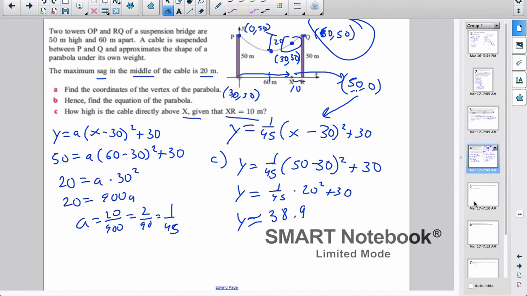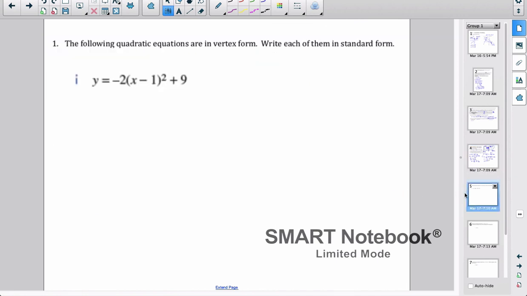Okay, next I'm going to go over a couple of questions from your homework so you know how to do it. So let's take a look at this one. The following quadratic equations are in vertex form. Write each of them in standard form. Standard form looks like this: ax squared plus bx plus c. So basically we just need to expand this and simplify.